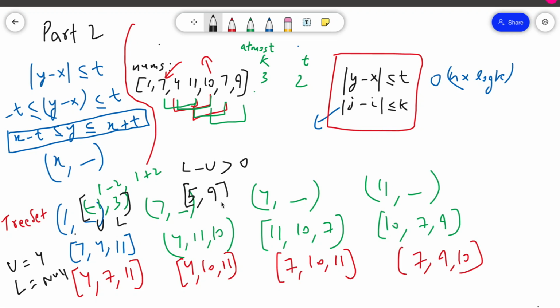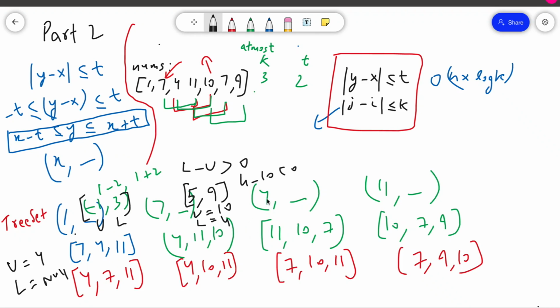This is the range. Okay, we again first find the upper bound of 5. Upper bound of 5 in this tree set data structure is 10, and we find lower bound of 9. Lower bound of 9 is 4. So 4 minus 10 is less than 0. So there is no number in this tree set which lies in the range 5, 9. We can see that also. Okay, there is no number which is greater than 5 and less than 9 in this tree set.